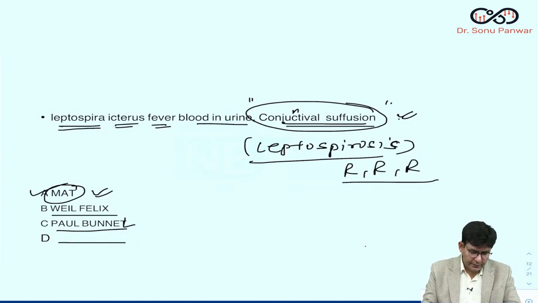Okay, and I have told you here, this mat might be microscopic also, it can be macroscopic also. The microscopic is better than the macroscopic, and we already know this mnemonic: a cat is sitting on a mat. They are the serological tests, and CAT is done for mycoplasma. Okay, SAT is done for brucellosis. Okay, and this MAT is done for leptospirosis.